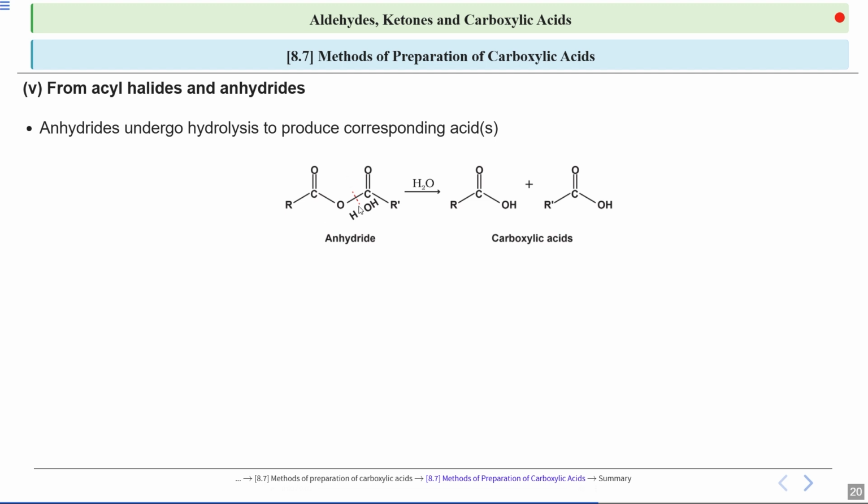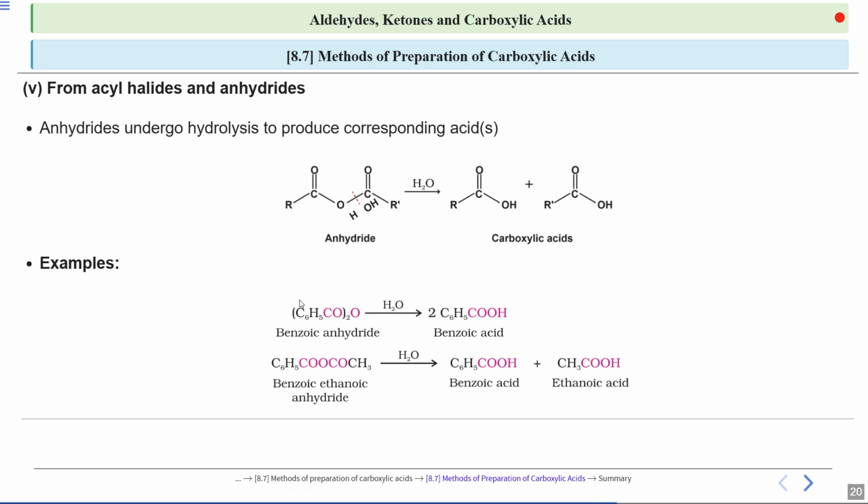If you see over here, you have an anhydride. When you hydrolyze this anhydride, you get two molecules of carboxylic acid. If you look carefully, to this oxygen a hydrogen gets attached, and to this C double bond O R dash, an OH gets attached. So you get the corresponding two carboxylic acids.